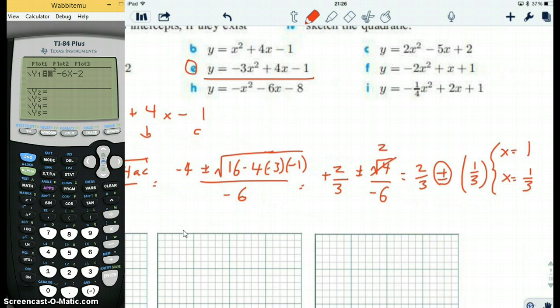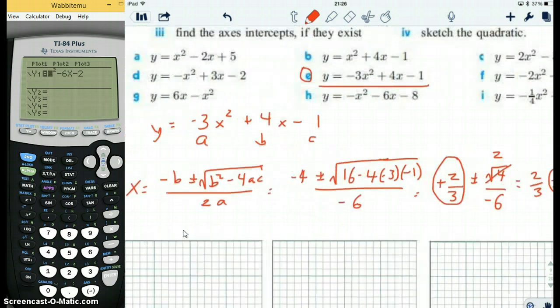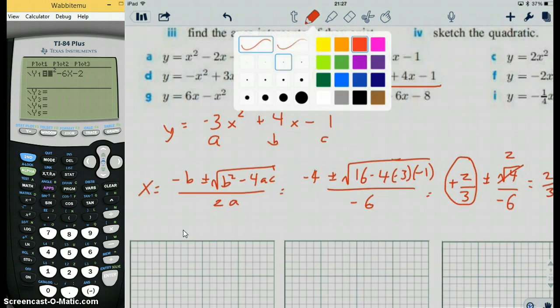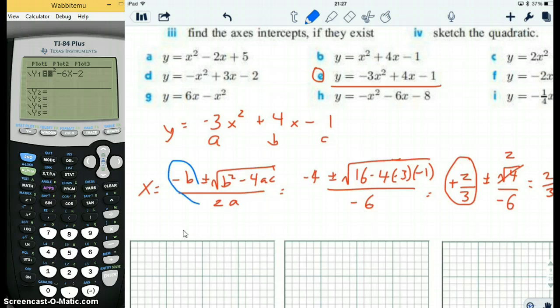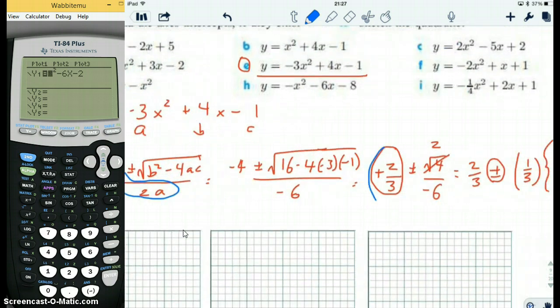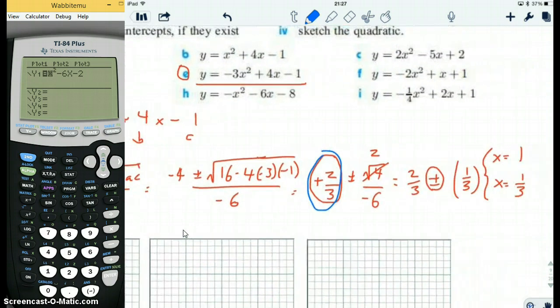And the way you could find the vertex x-coordinate or the axis of symmetry equation is the first term. If you notice, the first term of the quadratic formula is the same as the equation for the axis of symmetry, negative b over 2a. So we know the axis of symmetry is at 2/3. So the vertex is at 2/3 comma something. We don't know what the other one is. And the axis of symmetry would be x equals 2/3.